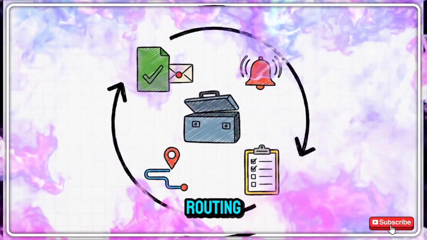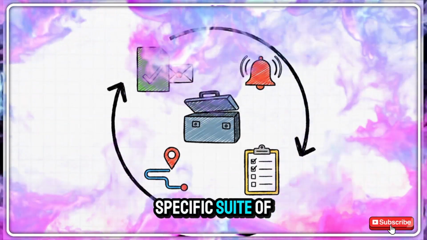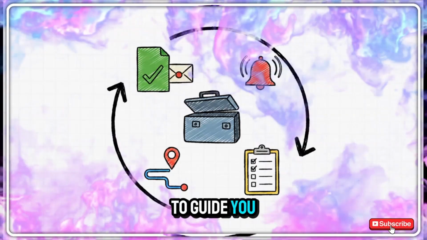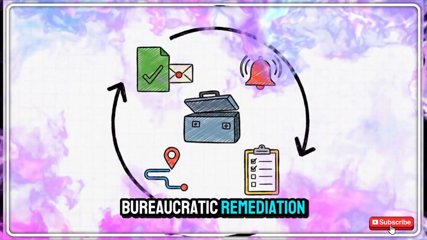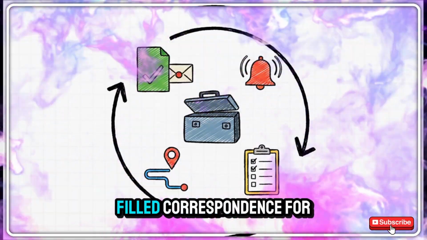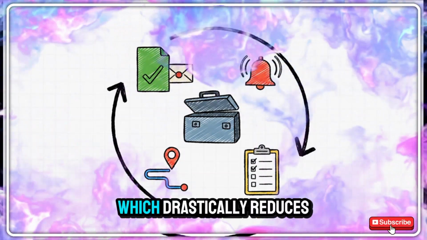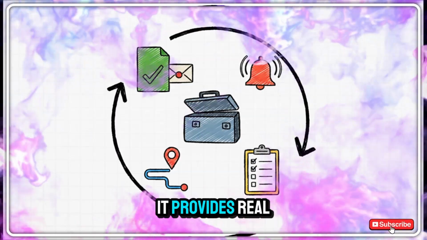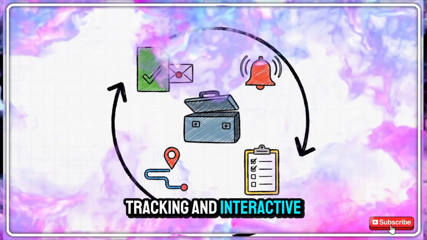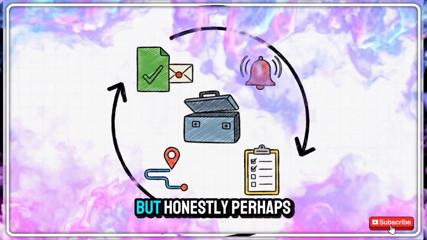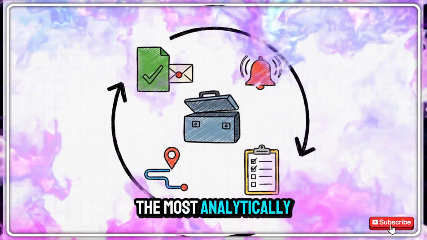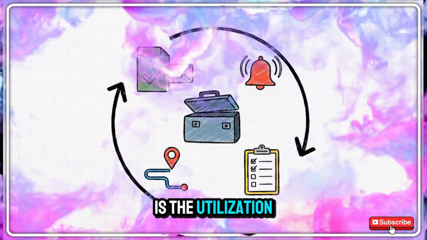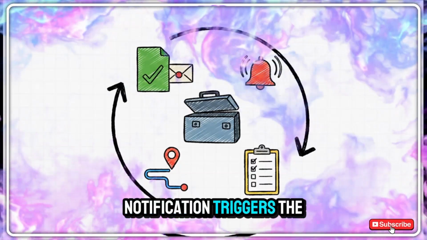And this dynamic routing deploys a highly specific suite of tactical assets to guide you through complex bureaucratic remediation. It synthesizes pre-filled correspondence for creditors, which drastically reduces the margin of error in legal communication. It provides real-time progression tracking and interactive resolution checklists. But honestly, perhaps the most analytically interesting feature is the utilization of automated follow-up notification triggers.